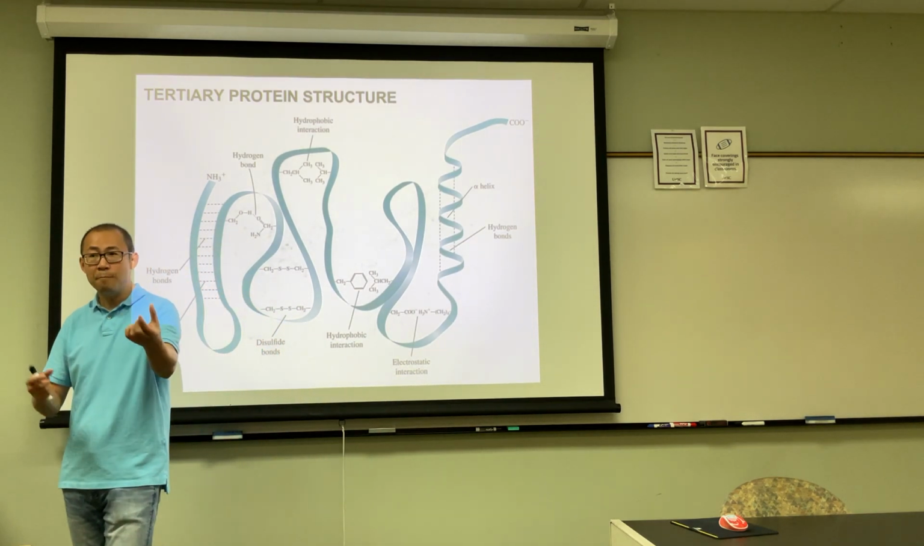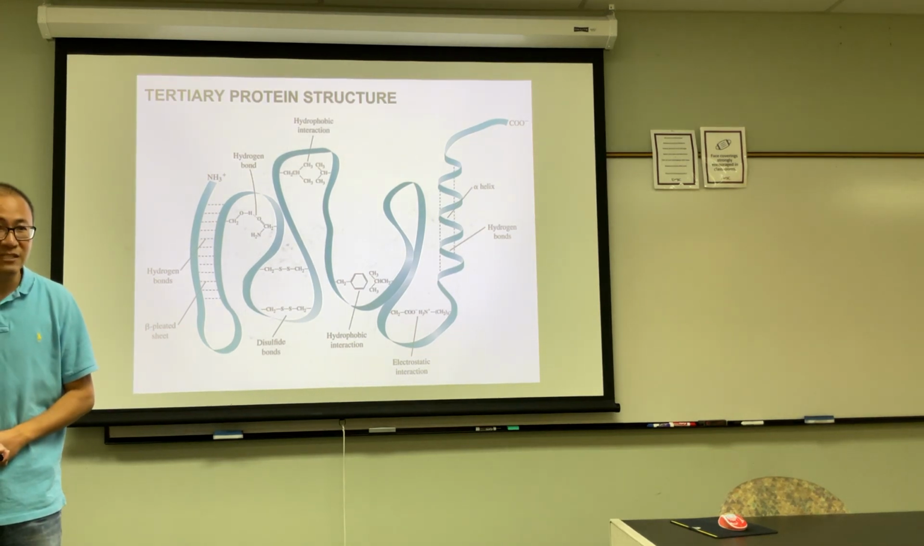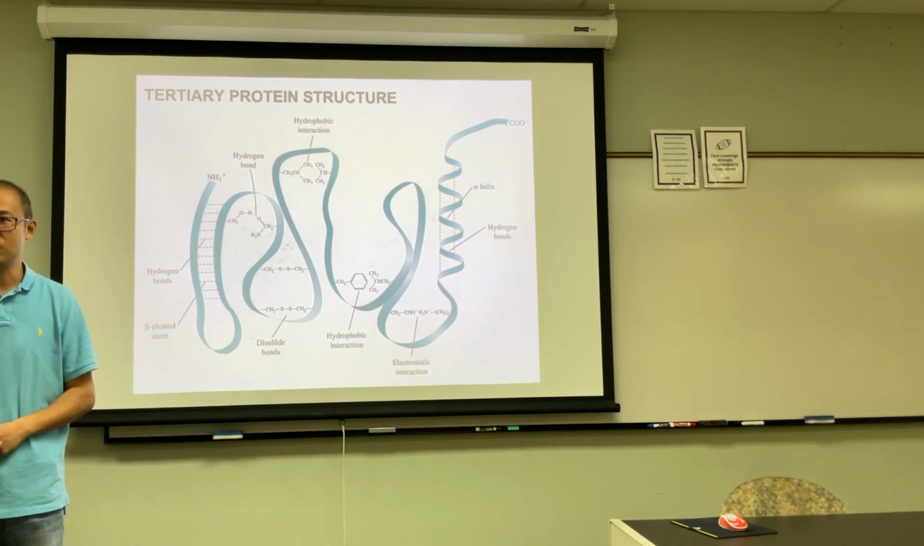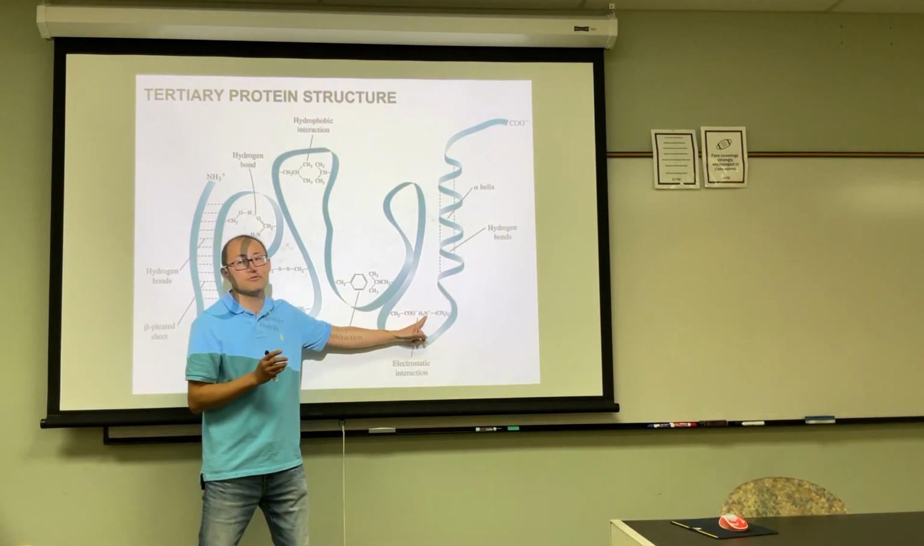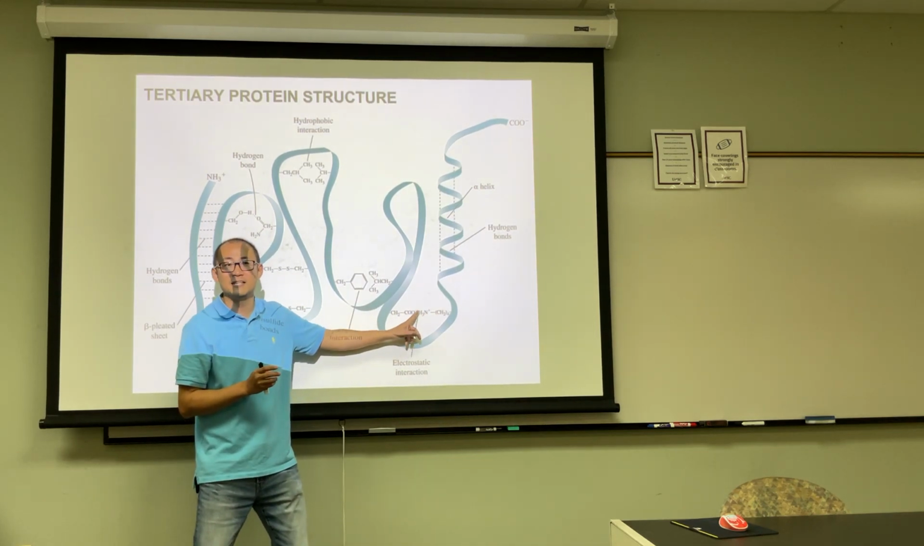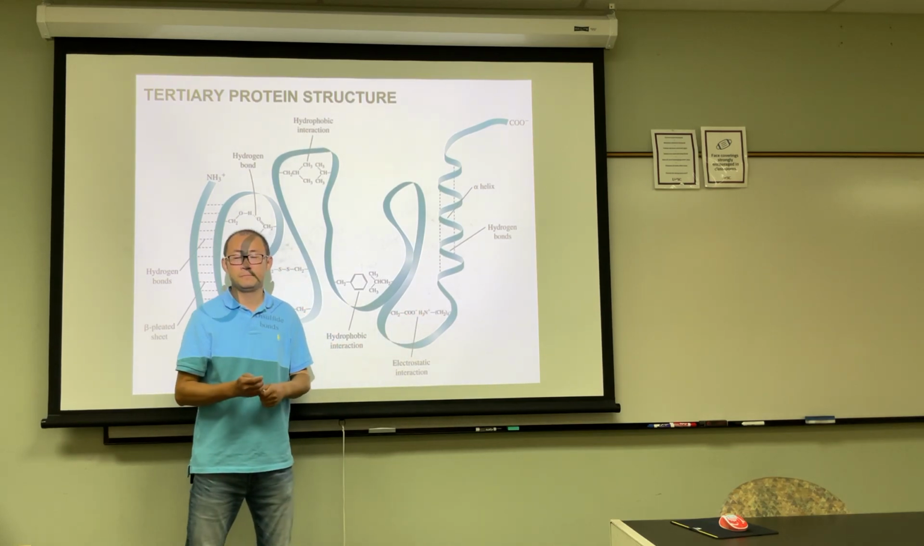Electro means what? Positive and negative. How can you get a positive and negative? Acid side chain and what? Base side chain. So the acid can give a proton to the base. You get a negative and what? COO minus and NH3 plus. Again, these are side chains.